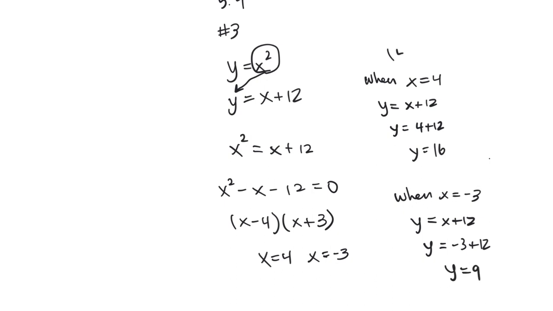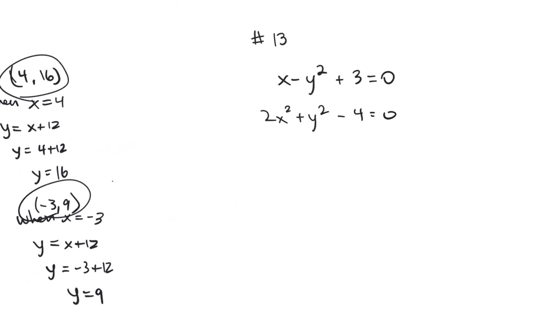So here we get 4 comma 16. Here we get negative 3 comma 9 as the two solutions.